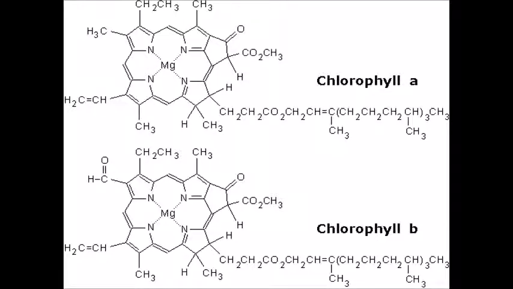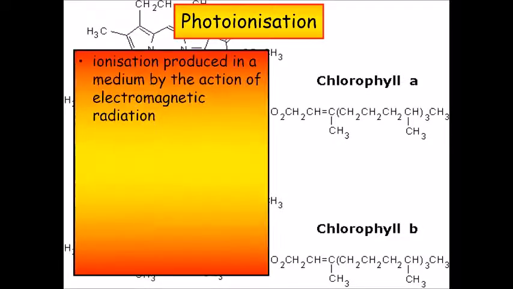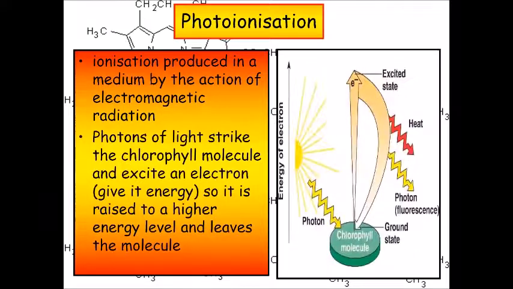When we're looking at the electrons being excited, we're actually saying they have been photoionized. So the act of photoionization makes an ion of the molecule that the light is striking. So it's literally electromagnetic radiation striking a molecule and releasing an electron or exciting an electron. It gains so much energy, it escapes from the molecule, in this case, from the chlorophyll. So the light strikes the chlorophyll and the electron is given energy and raised to a higher energy level and literally is lost by the chlorophyll.